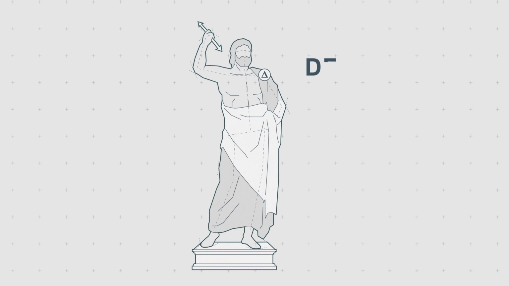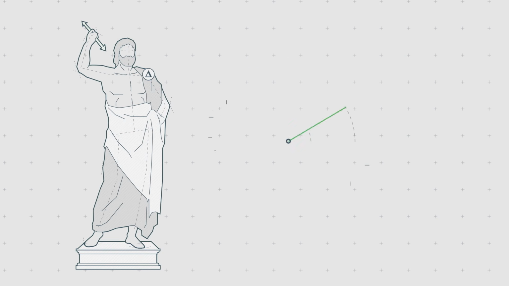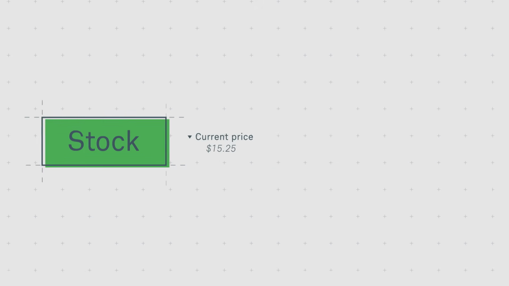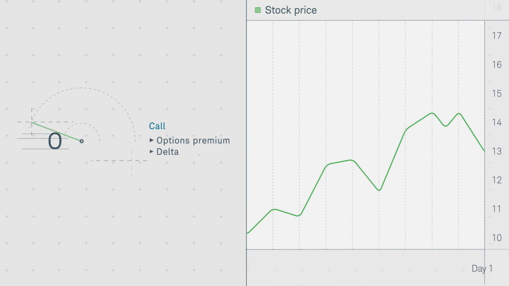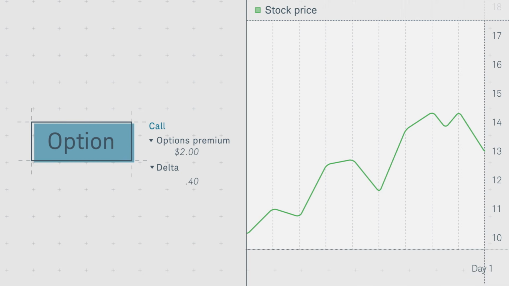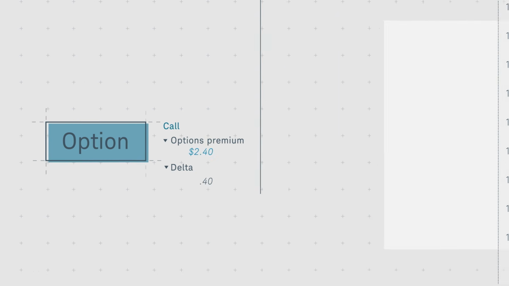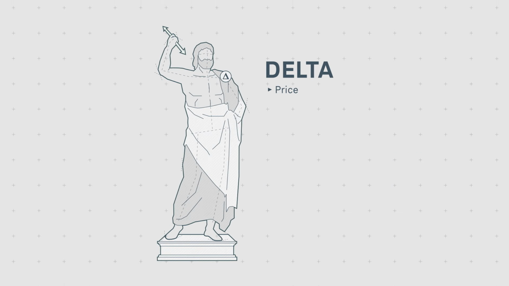We'll start with delta. Like Zeus, delta is the ruler over all the other options Greeks because it often has the biggest impact on the value of an option. Delta's domain is price. It identifies how much the options premium may change if the underlying price changes $1. This means that a call option with a delta of 40 would be expected to increase by 40 cents if the underlying rose $1.